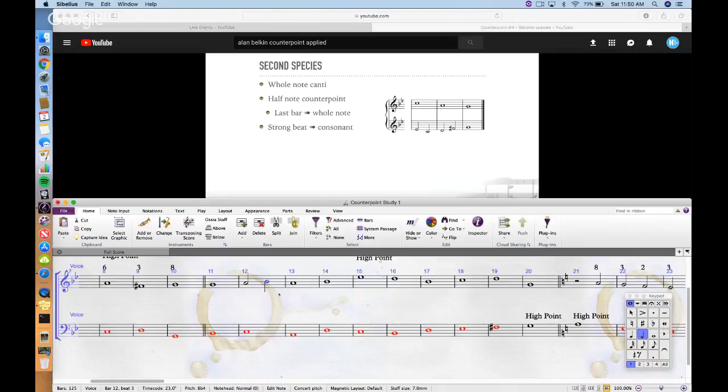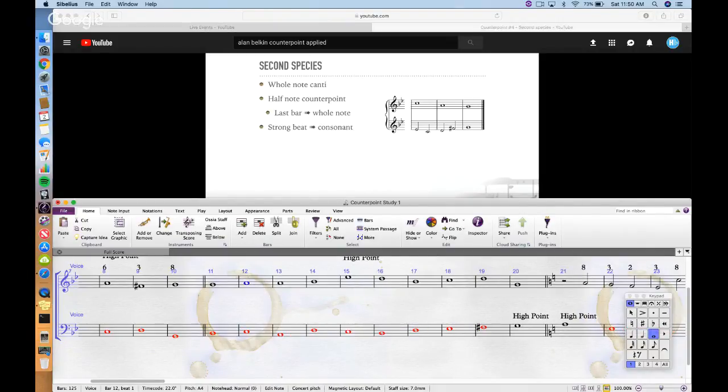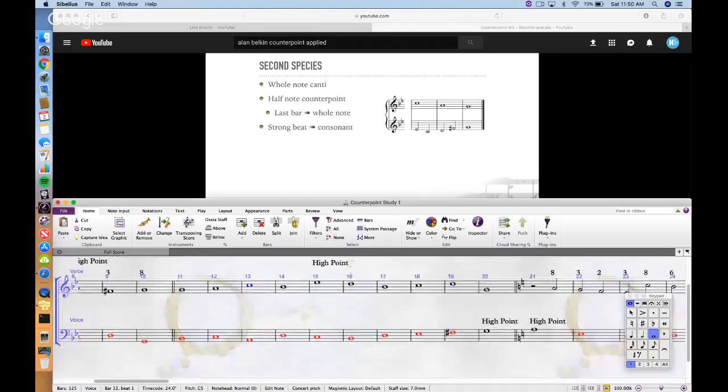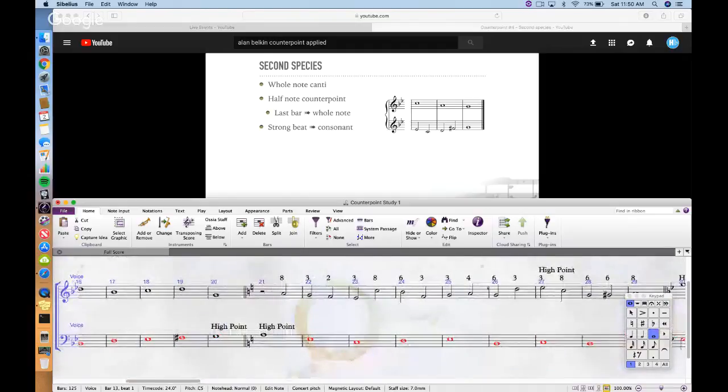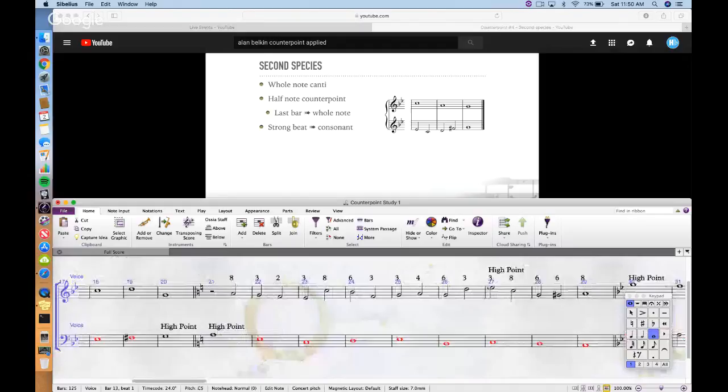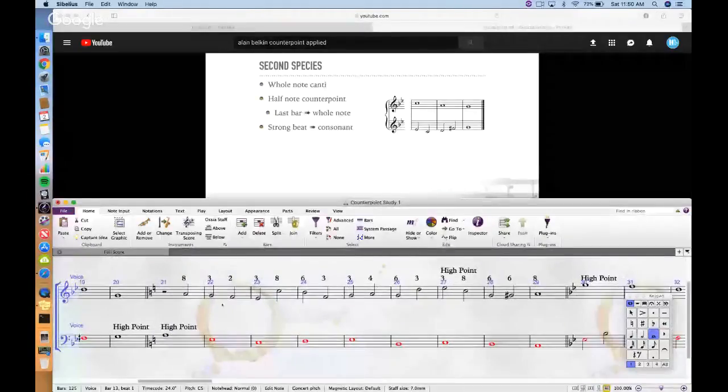That's it. So you can really just do this by creating first species and then altering it to second species. But these are the 2 that I had created. Here's an 8th. I created a passing note here, and here I kept that note the same so that I could create a neighbor note. This is what it sounds like.